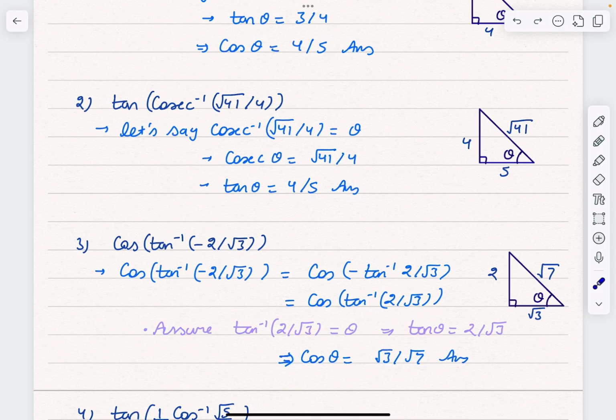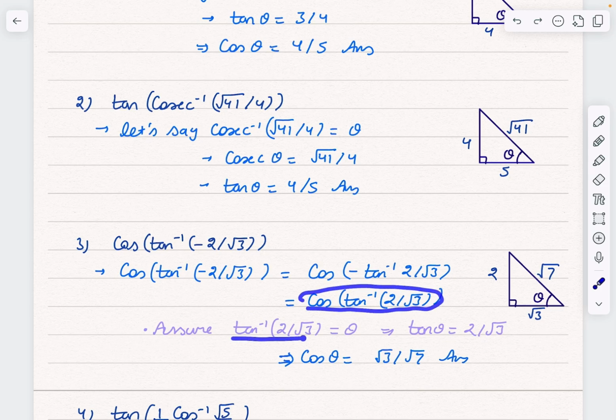If you haven't got this, see. We have cos of tan inverse minus 2 by square root 3. First, you can take the negative outside. Always handle the negative first. Don't use the triangle on a negative number because we're using it for an acute triangle only. So take the negative outside, and you get cos of minus tan inverse of 2 over square root 3. And you know cos of minus theta is cos theta only. So inside cos, the negative will vanish. So we get cos tan inverse 2 by square root 3.